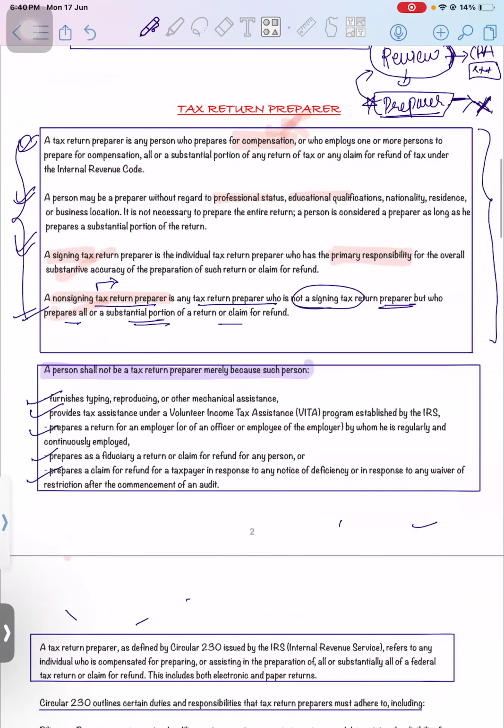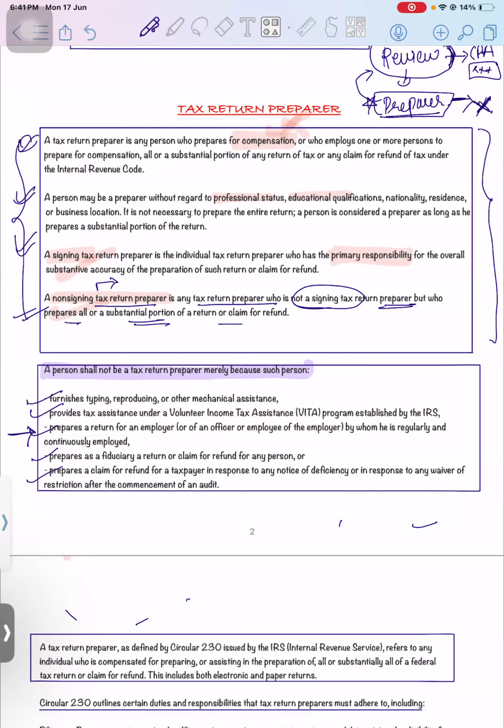Ma'am, the third example you gave, prepares a return for an employer. Does it imply on us, like being employed by the company? Is it the same example? Yes, it's the same. See, that's what I'm saying.